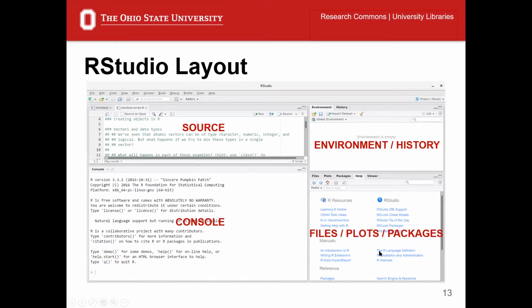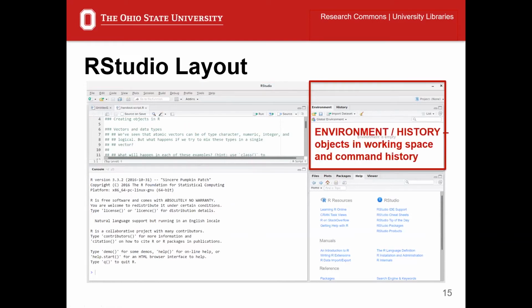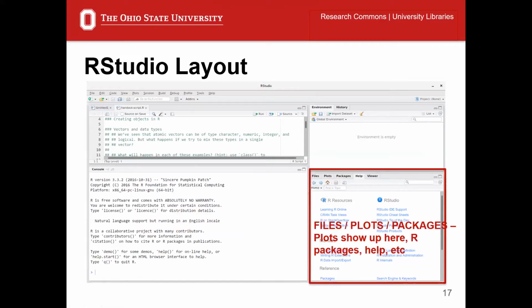Packages are also very important. We'll talk about them a little bit more, but any package that you install and utilize, you can take a look here, and there should be a listing of our library of all the packages that you have installed. Okay, so source, scripts and documents are our script files, environment history, workspace, command history, console, where our code from our script is executed, plot files, plots, and packages. Plots show up here, our packages are here, help is here.